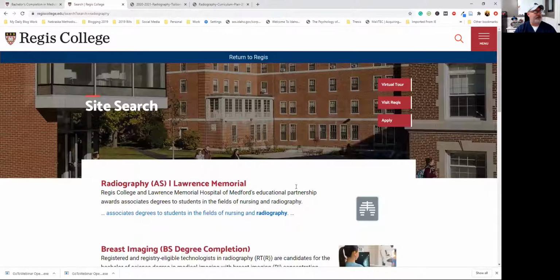So this is the homepage here. And this just shows that Regis College works in conjunction with Lawrence Memorial Hospital. And that means that's where you would be doing your clinical rotations or your on-site learning. X-ray school is a mixture of classes and real-world clinical rotations, is what they're called.